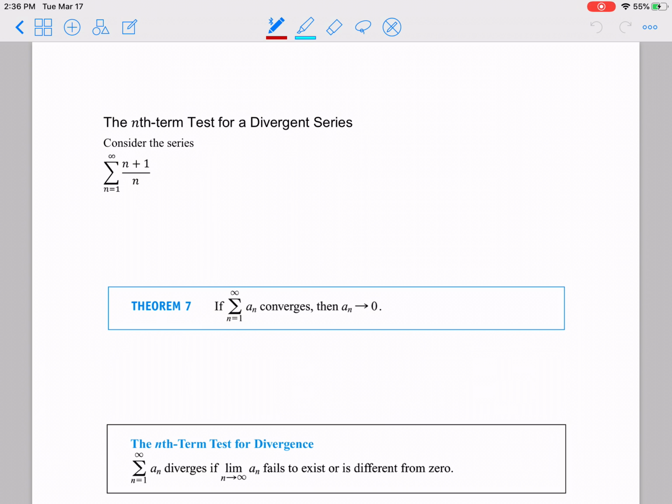Okay, so let's go ahead and finish up 10.2 here. We're looking at the nth term test for a divergent series. And so we're going to consider this series: 2 over 1 plus 3 over 2 plus 4 over 3 plus so on and so forth.